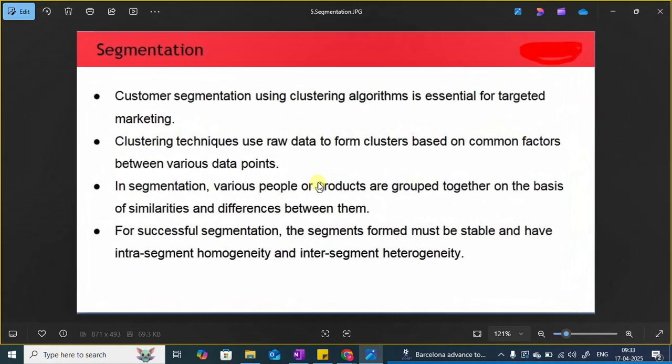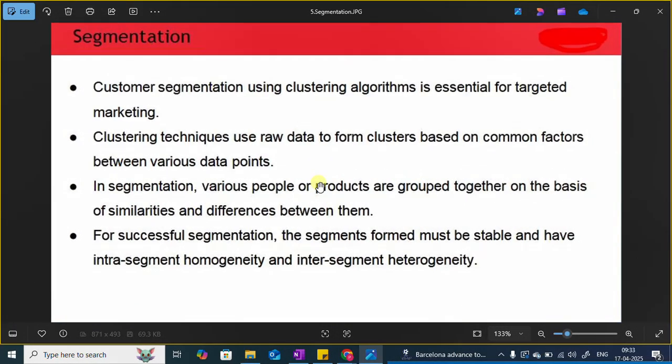Now, the next one, segmentation. What do you mean by segmentation? Customer segmentation using clustering algorithm is essential for targeted marketing. Basically, segmentation and clustering are the same. We call it a clustering algorithm, but the other name is segmentation altogether.